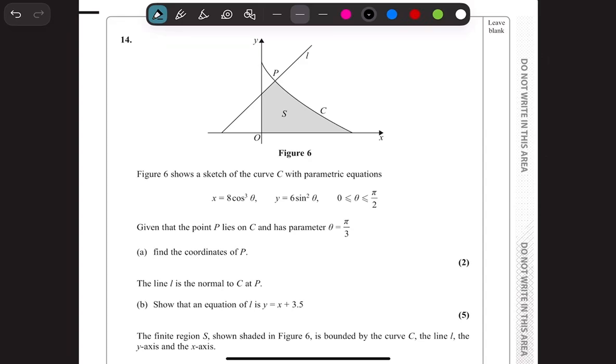So I decided to split it into parts A and B for this video, and then very soon I'll upload parts C and D. So pause the video, have a go. You've got the question here, and see how you do.